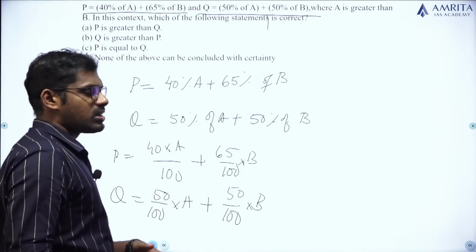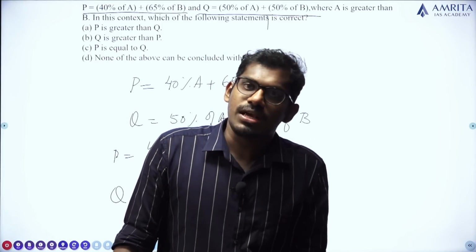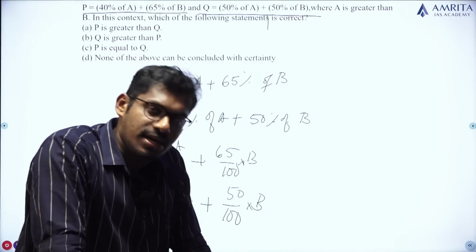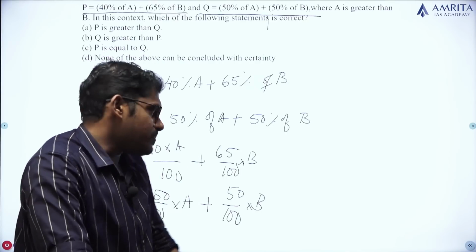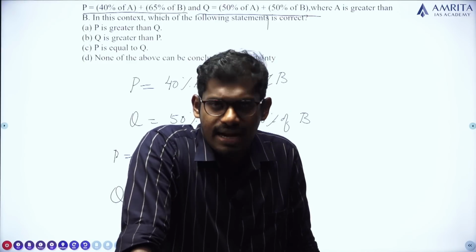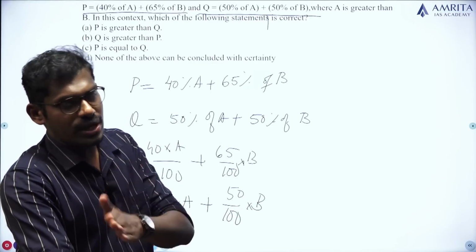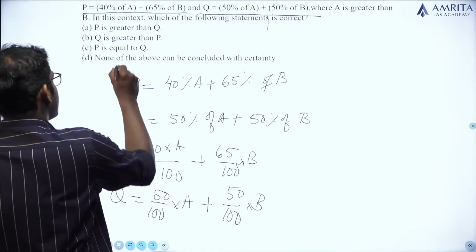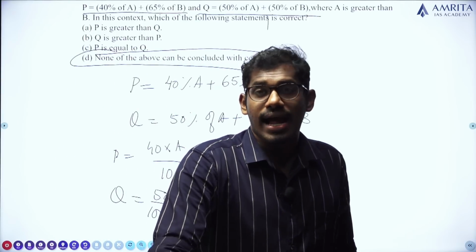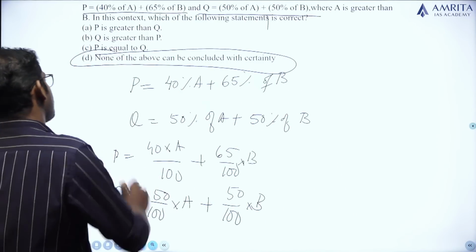No, because we don't know the actual values of A and B. If and only if we got the values of A and B, we can say whether the value of P is greater than that of Q, or less than that of Q, or equal to that of Q. So in this particular case, no conclusive value can be derived for P and Q. Hence, we cannot say whether P is greater than, less than, or equal to Q. So the answer for this question is option D: none of the above can be concluded with certainty, since the values of A and B are unknown. Clear?